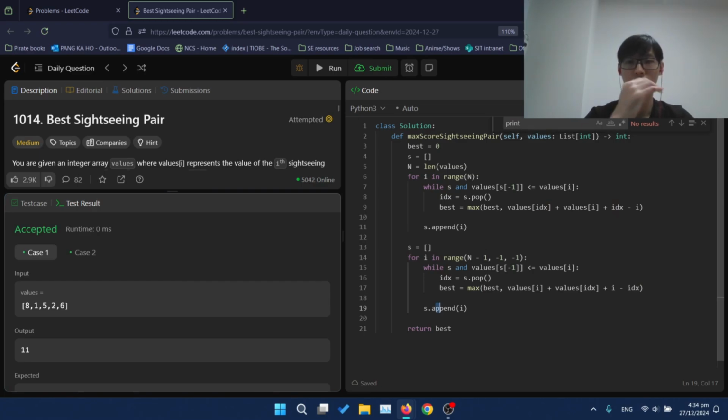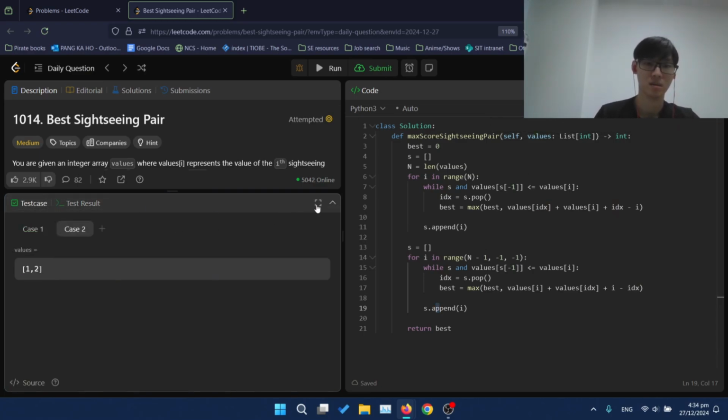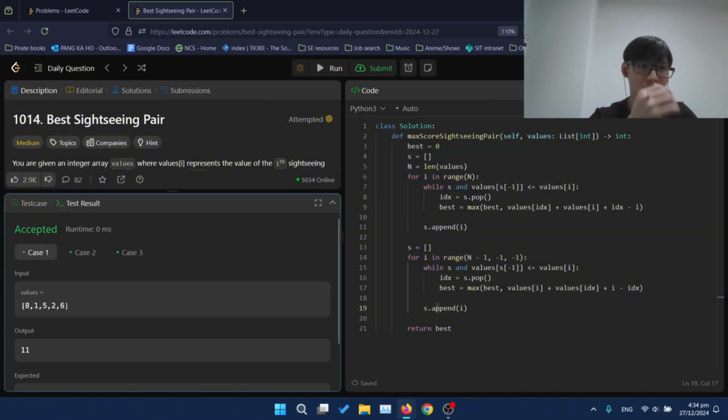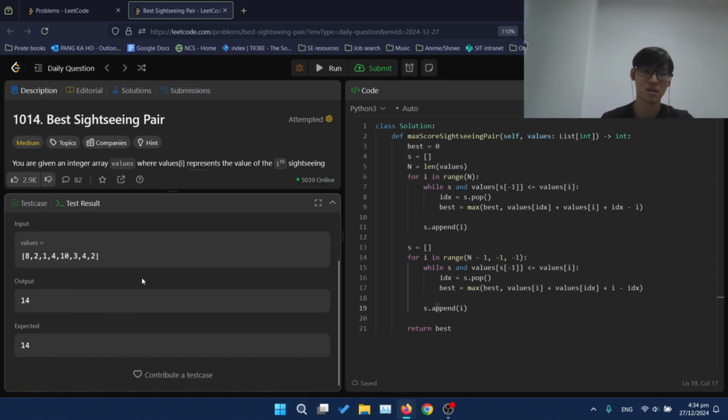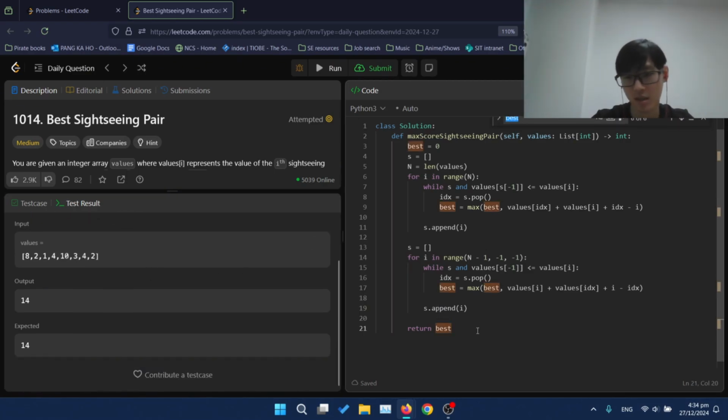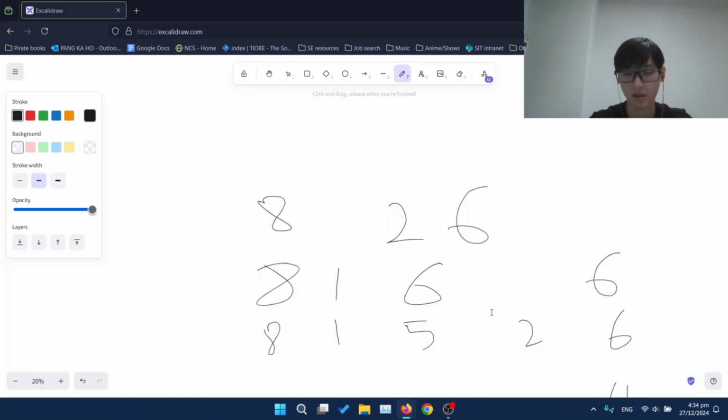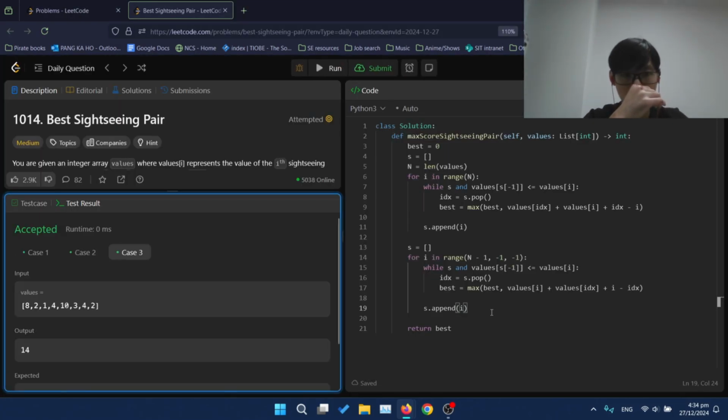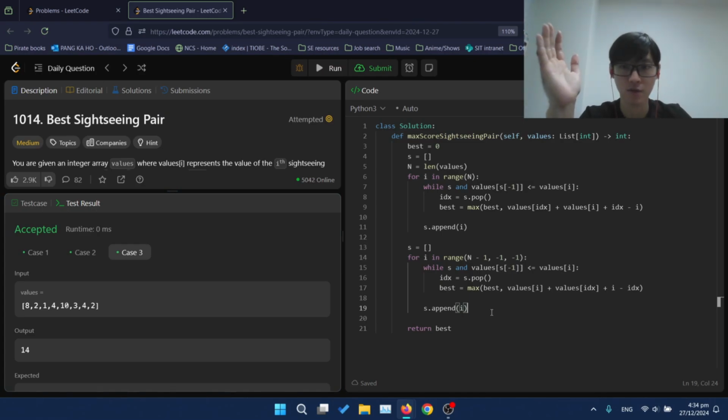Okay, why does this work? Let me try some more random values. Does it actually work? Why does this work? Okay, I'm going to try to convince myself. How does this work? It's just an intuition, but I don't know why this works.